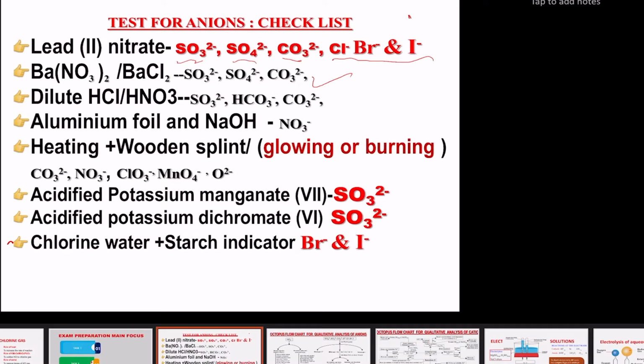Then the other one, we have the use of acidified potassium manganate 7 and acidified potassium dichromate 6. These ones are used to test for sulfite ions. Then we have the use of chlorine water and starch. And this one is used to test for bromides and iodide.